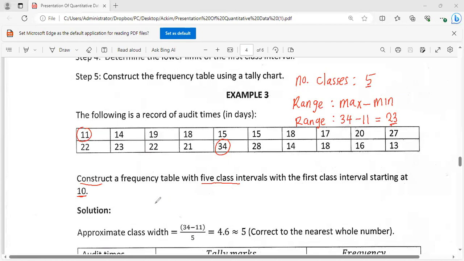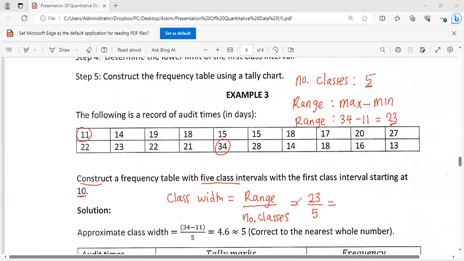So the next thing now is to calculate the class width. We want to see how wide the class will be. The class width formula is just the range over the number of classes. The range is maximum minus minimum, which we found as 23. Then 23 over the number of classes, which is 5. So we divide by 5.